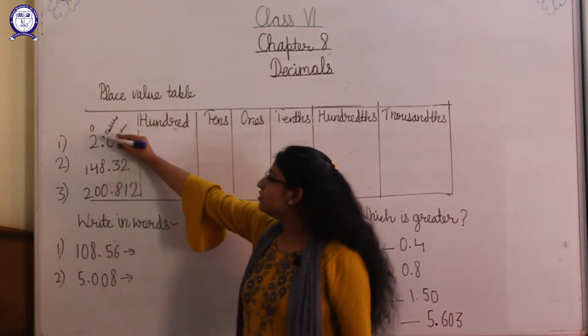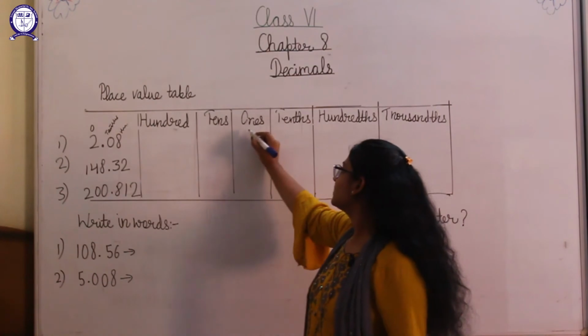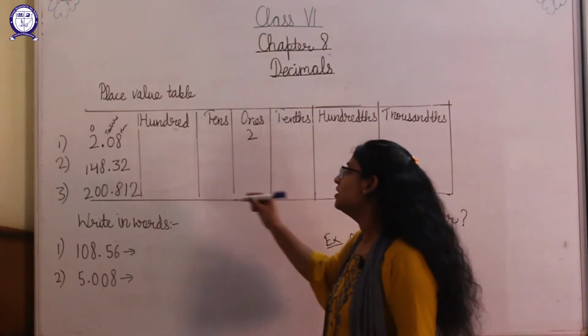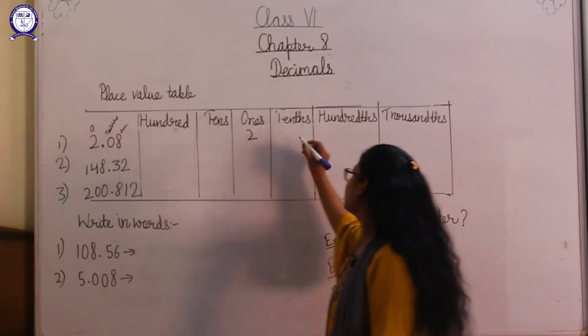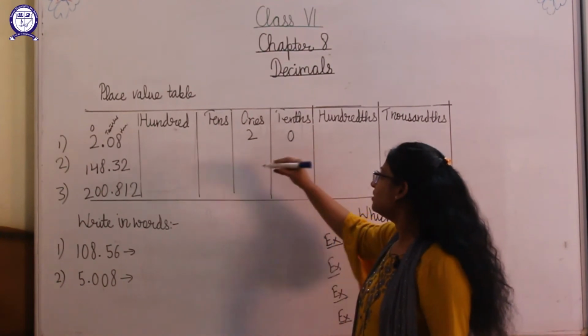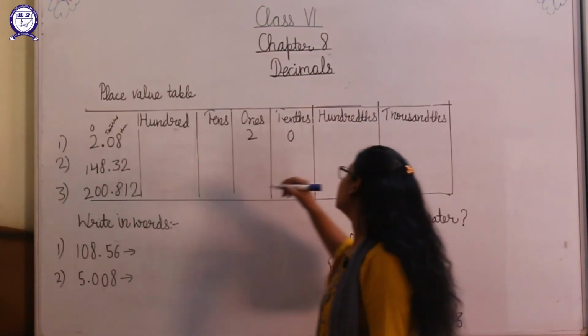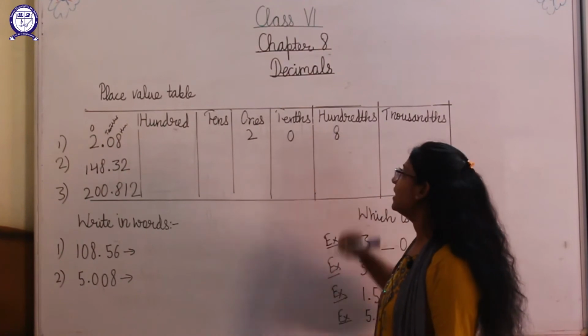So in place of ones we will write 2. Ones is here, so we will write 2 here. Now for tenths it is 0, so for the tenths it will be 0 here. For the hundredths it is 8, so for the hundredths it will be 8 here.